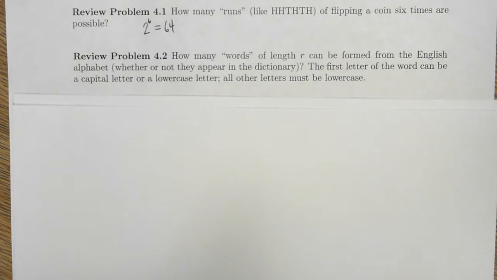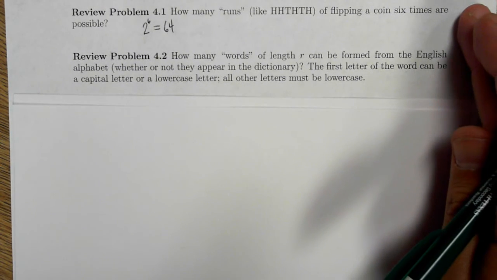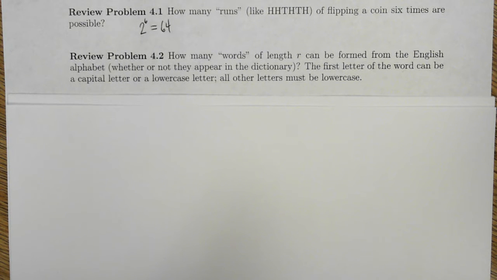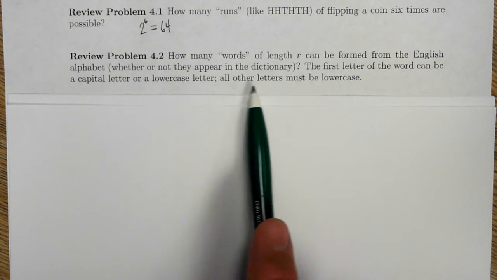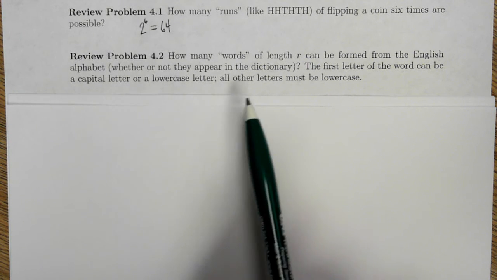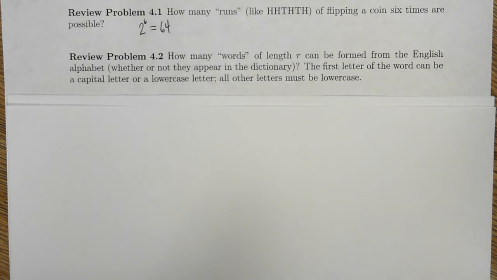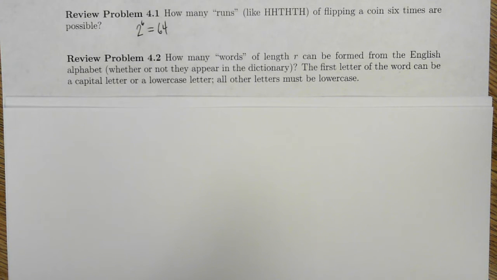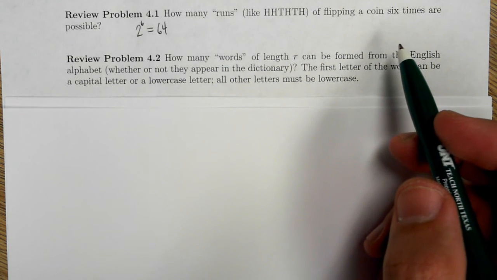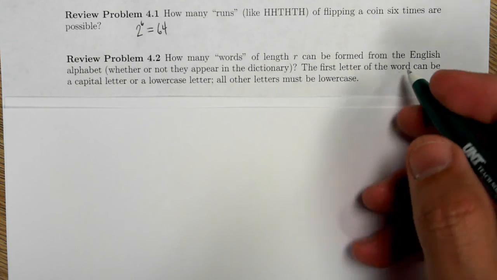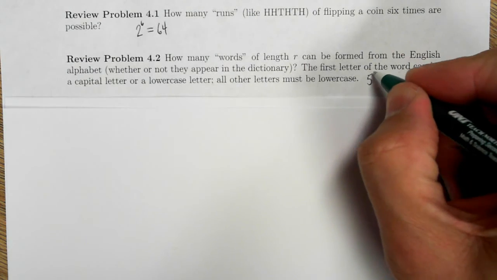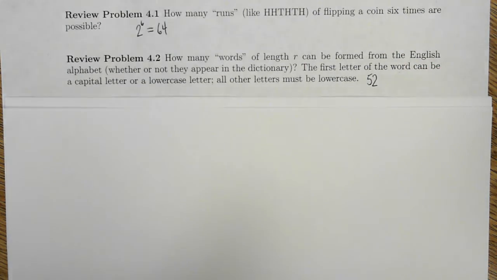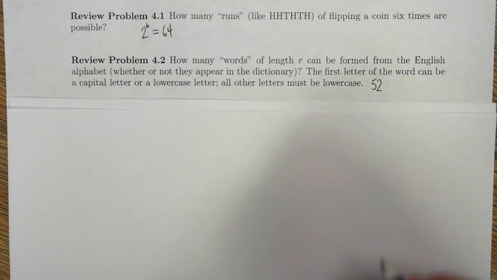4.2. How many words of length R can be formed from the English alphabet, whether or not they appear in the dictionary? And we'll permit a capital letter to be the first letter, so the first letter could be capital or lowercase, but all other letters must be lowercase. So for this one, we have 52 possibilities for the first letter. The first letter could be either capital or lowercase. So 26 plus 26, 52 possibilities for the first letter.